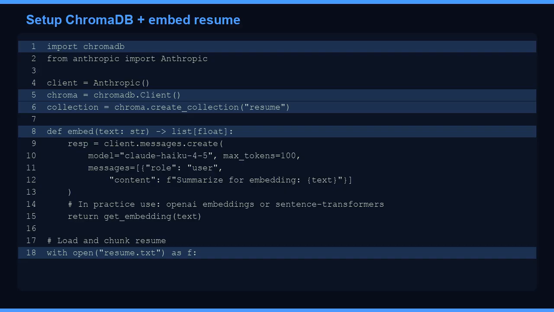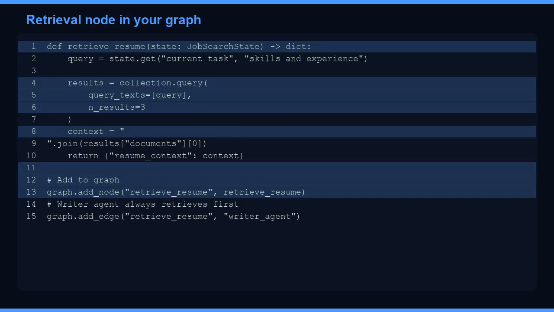ChromaDB is a free, local vector database. It stores your chunks and their vectors for fast similarity search. Step 4. Add a retrieval node to your graph. When the agent needs resume information, this node searches ChromaDB and returns the most relevant chunks.